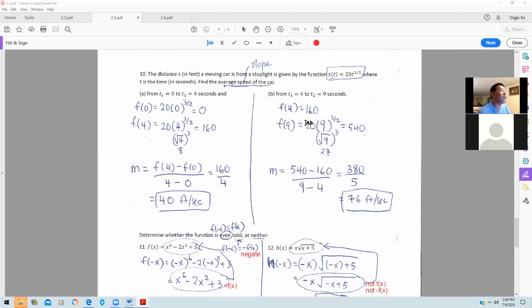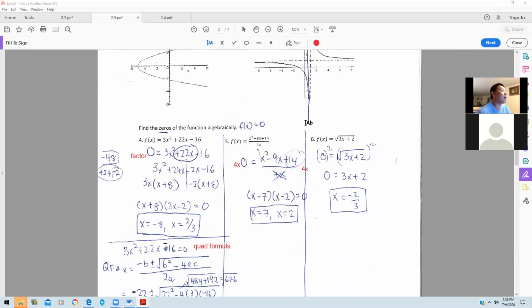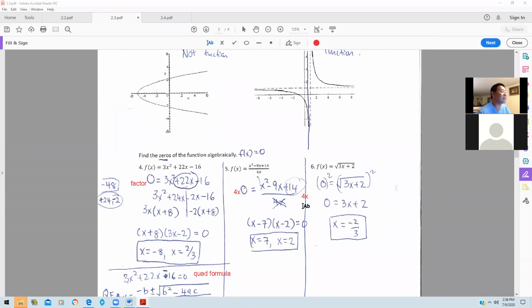Question 5, we remove 4x because I multiply 4x on both sides, Elijah. Yep, I multiply 4x on both sides. These two will cancel. So 0 times 4x, you get 0.